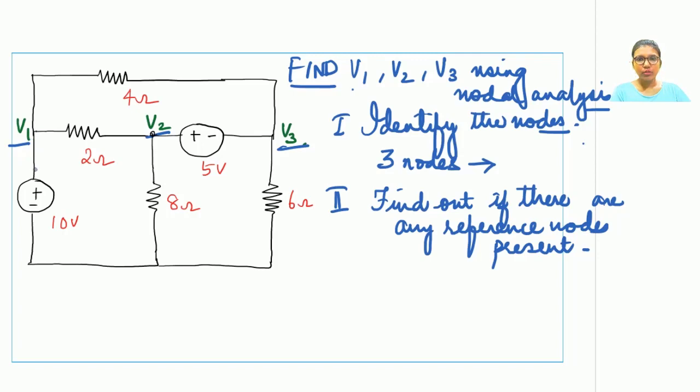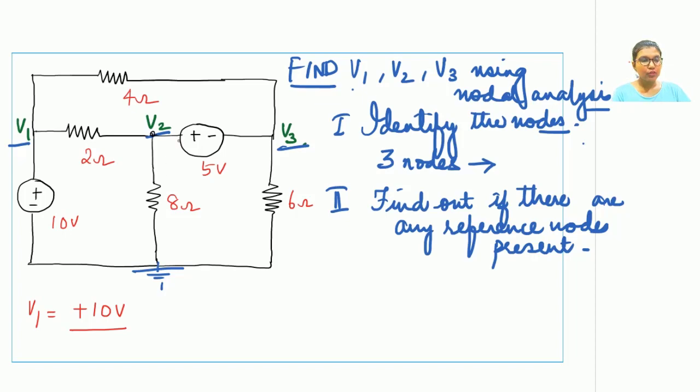Is V1 connected to any voltage source? Yes. Is that voltage source connected to ground? Yes. So V1 is called a reference node. So what will be the value of V1? The sign of the voltage source which is nearest to the node V1 is plus. So V1 is assigned as plus 10 volts.